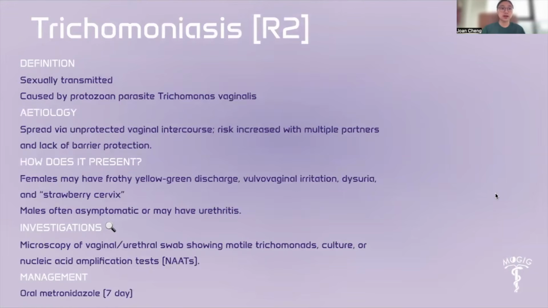Okay. So trichomoniasis is sexually transmitted and it's caused by a protozoan parasite called Trichomonas vaginalis. It's spread via unprotected vaginal intercourse, and the risk increases with multiple partners and lack of barrier protection. So it presents normally as frothy yellow-green discharge, vulvovaginal irritation, dysuria, and a strawberry cervix. So that's the buzzword for trichomoniasis. And males are often asymptomatic or they can present with urethritis.